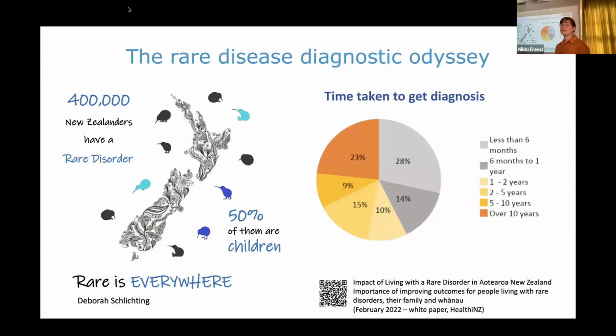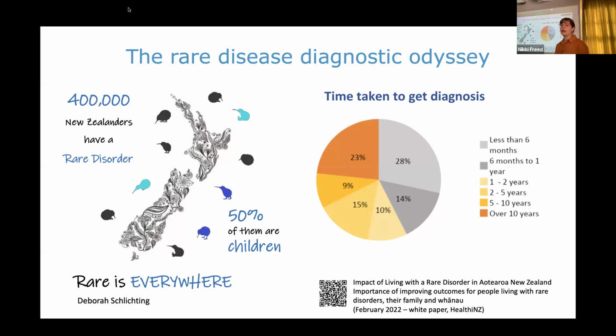So firstly, what is rare disease? We define it as a disease that impacts 1 in 2,000 people. So on an individual level, it can be quite rare, but there are over 7,000 different rare diseases, and more are added each year. So on a collective scale, it's actually quite common.